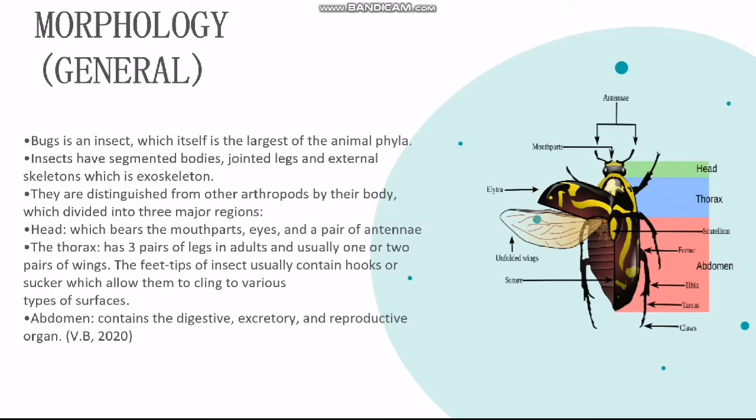Assalamualaikum warahmatullahi wabarakatuh. First, we will look into the general morphology of bugs. Bugs are insects, which are part of an animal group known as arthropods. They have segmented bodies, jointed legs, and an external skeleton, which is the exoskeleton. Insects are distinguished from other arthropods by their body, which is divided into three major regions.